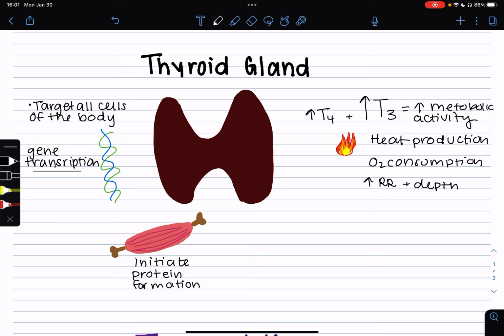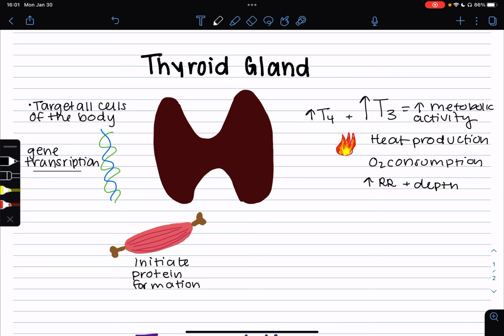So when there is a slight increase in T4 and T3, protein synthesis is able to increase. However, when there is an excessive amount, too much T4 and T3, then it'll no longer be building the muscle, it'll cause protein catabolism. So keep that in mind.